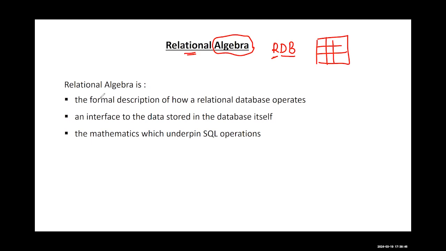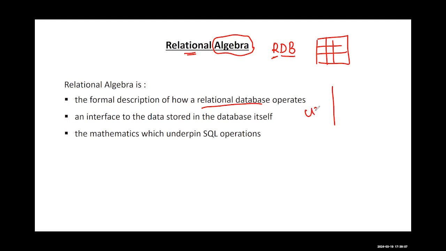So see the definition here. Relational algebra is the formal description of how a relational database operates. So the different operations and functionality of a relational database are nothing but relational algebra. An interface to data stored in the database itself. So relational algebra is an interface.